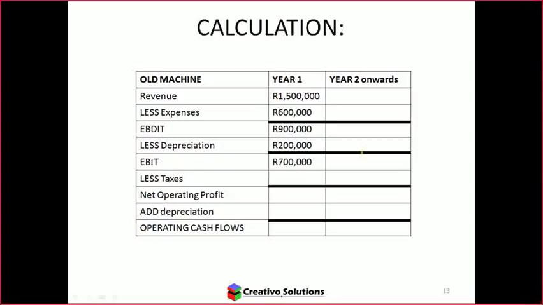Yes. EBIT? 700. Tax on 700? 210. Net operating profits? 490. Depreciation? 200. Operating cash flow for year one? 690. Good. Okay, do the same thing for year two. Only one amount is going to change though. Quickly work that out. I've helped you with the first year. The second year should be easy.